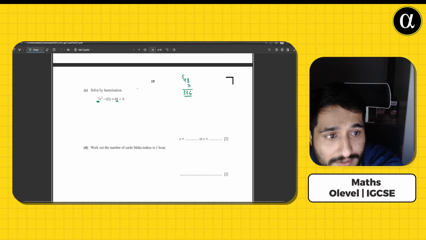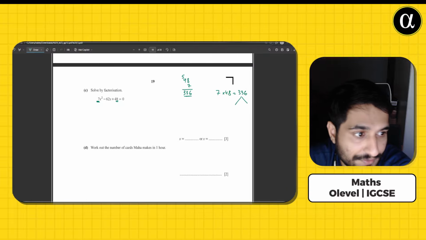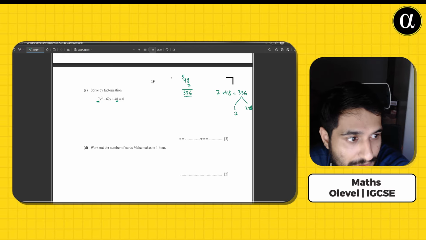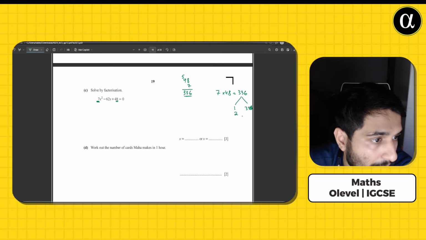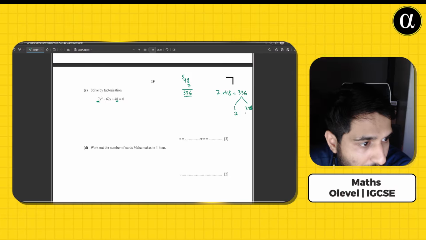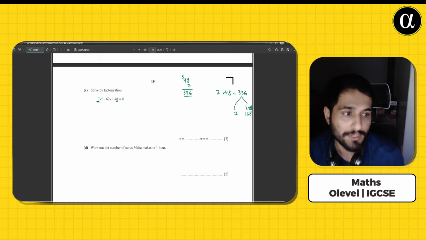Now what that means is 7 times 48 gives us 336, and now we need to find the factors of 336, which is going to be 1 into 336, and then 2 into what? We'll see. So it's going to be 2 into 168, I believe. And in a similar order you're going to find all the factors or tables of that, right?